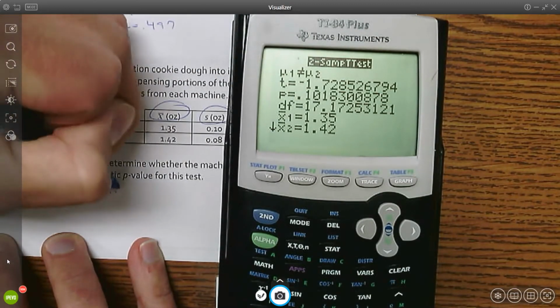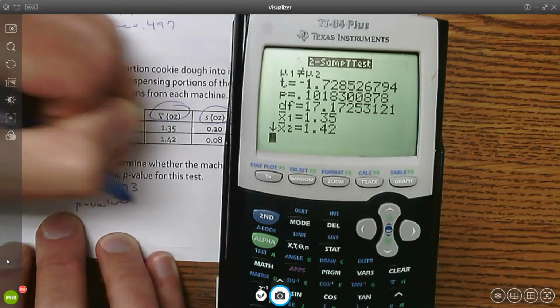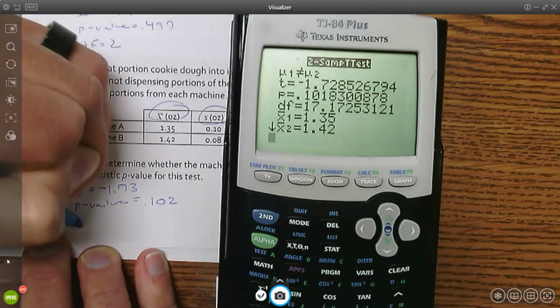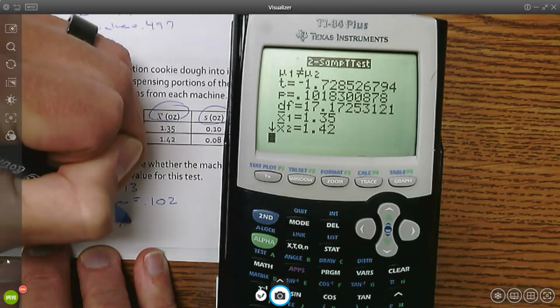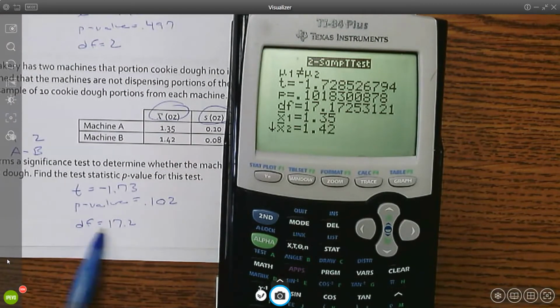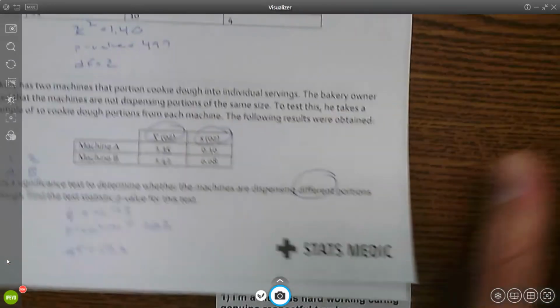So your test statistic is about negative 1.73. Your p-value, don't write just p. Make sure you're writing p-value 0.102. And your degrees of freedom, as I mentioned earlier, for any two sample test or interval, there's just this crazy formula you don't need to know, but you just write down the degrees of freedom from the calculator. All right, last page.